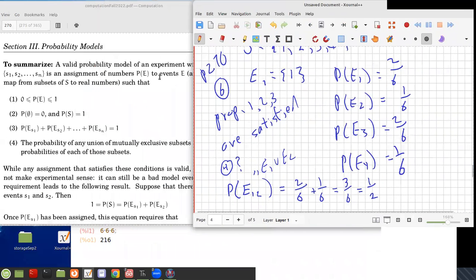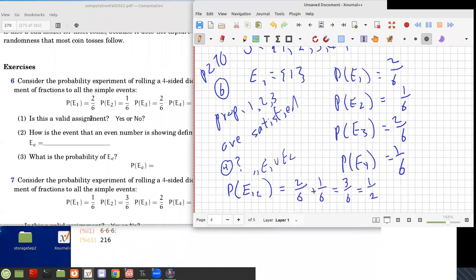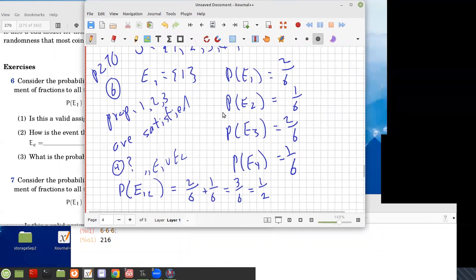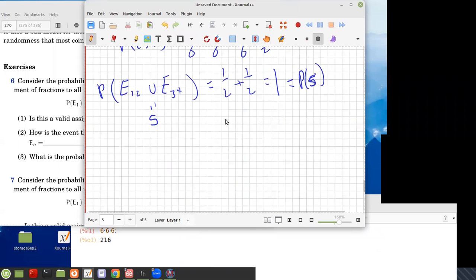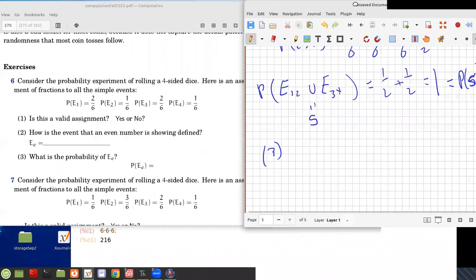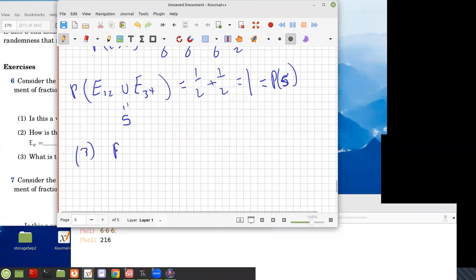Okay, so that may have been a lot. And so then the question here, and this is a question maybe for this problem, number 3 here, is, let's consider that. What's the probability of E even? And I'll pause the recording here.